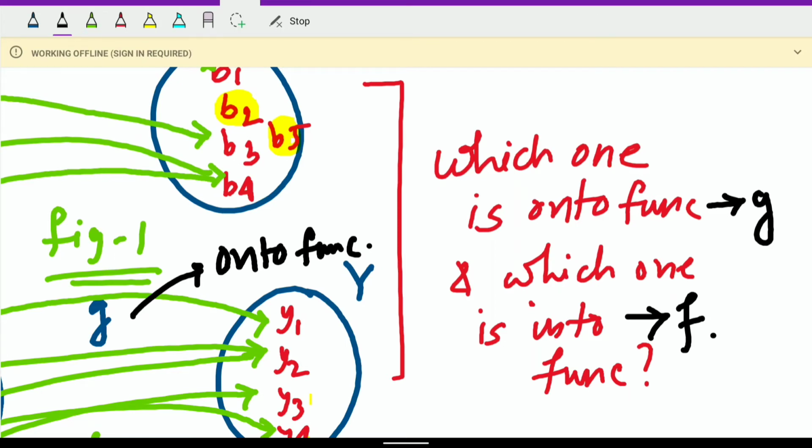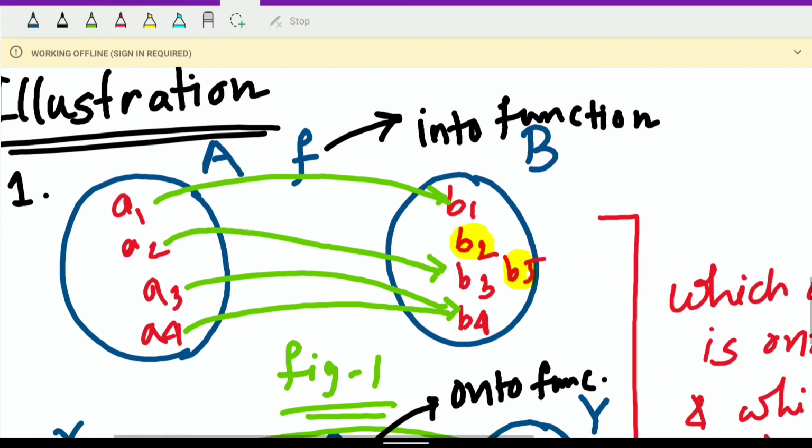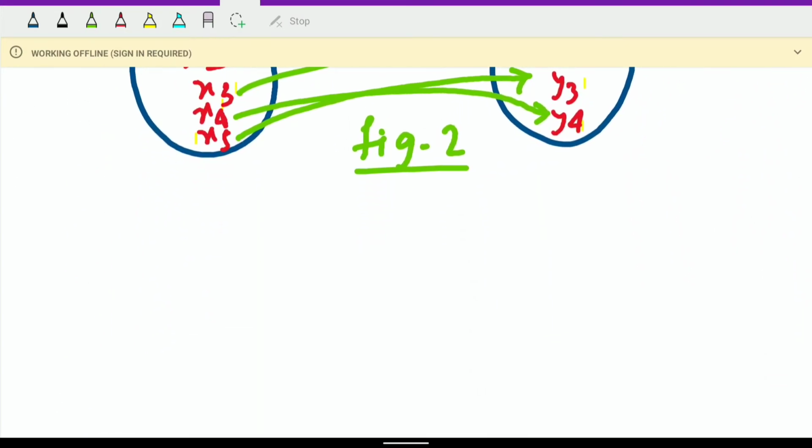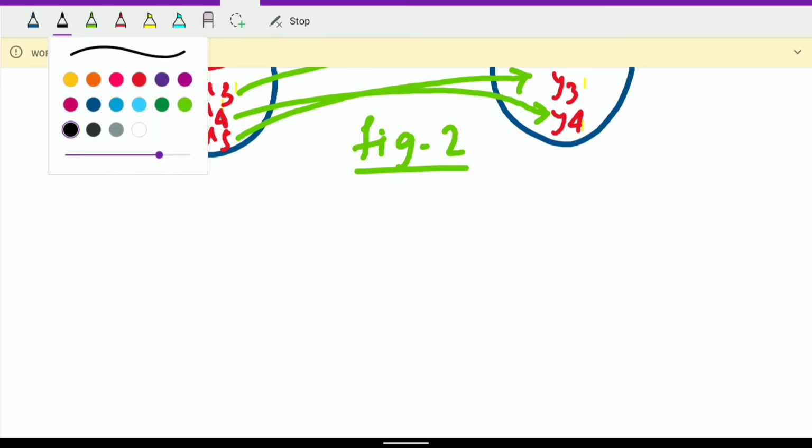The function g is onto function, because under function g every element in Y has its pre-image in X. So g maps X to Y is an onto function, and f maps A to B is an into function, right? Now I hope the idea of onto and into function is clear to all of you, right?